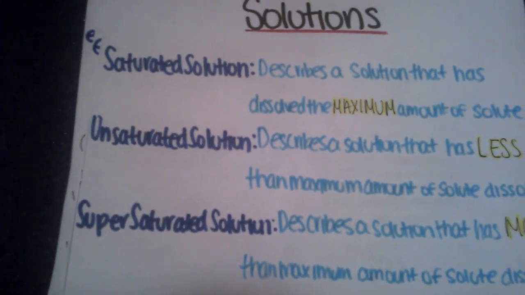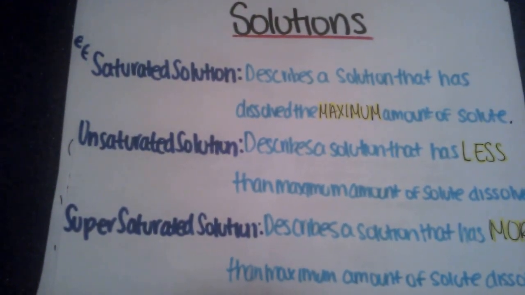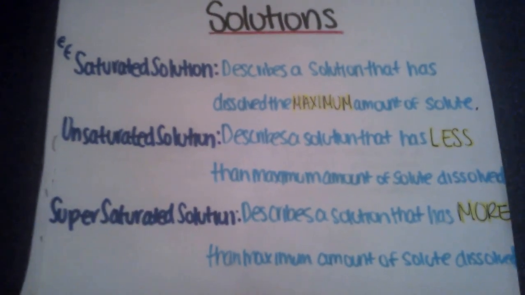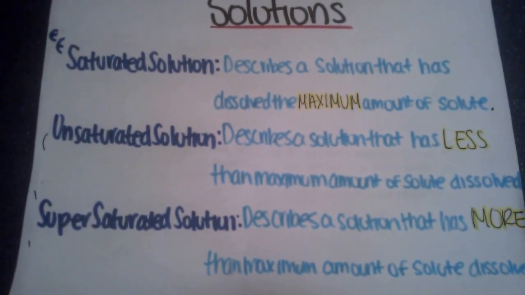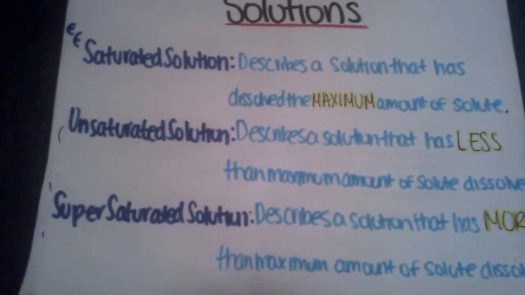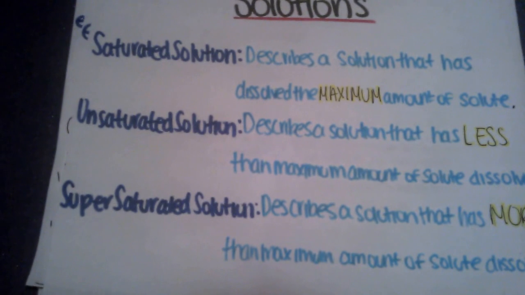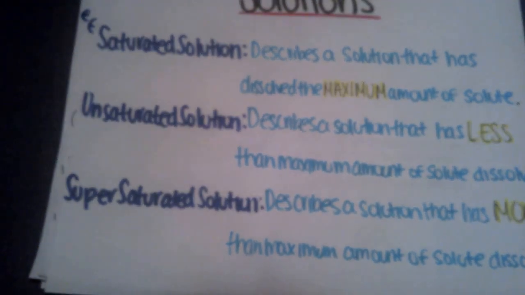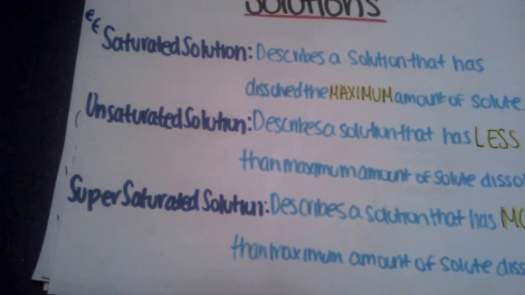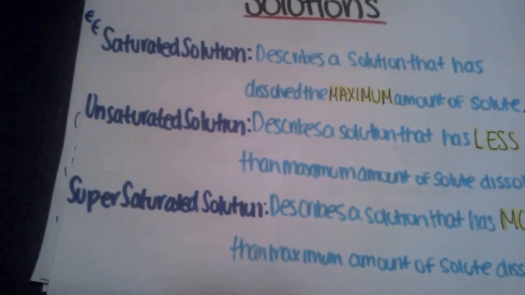There are three types of solutions: a saturated solution, an unsaturated solution, and a supersaturated solution. A saturated solution describes a solution that has dissolved the maximum amount of solute. To explain, a saturated solution would be like a paper towel that has reached its maximum absorbency, so it cannot absorb any more liquid. That would be an example of a saturated solution.